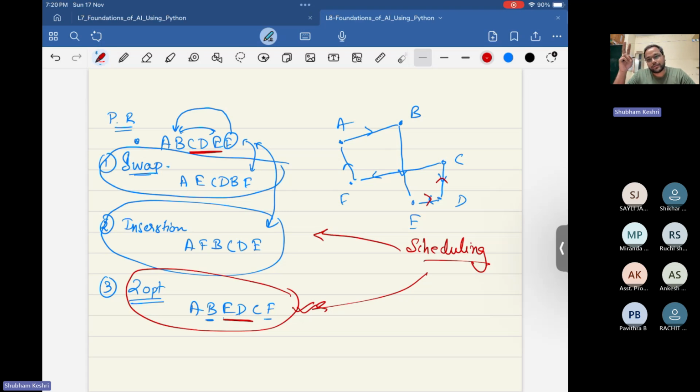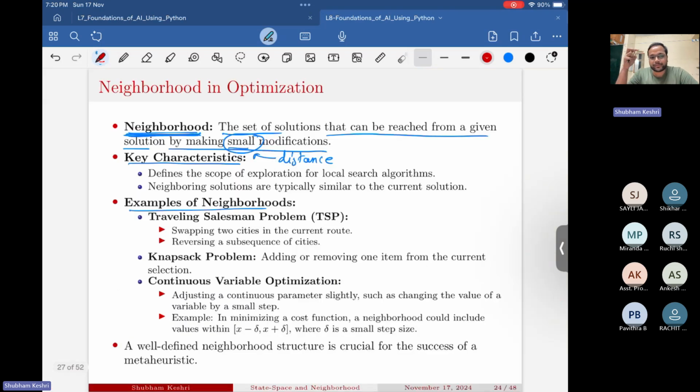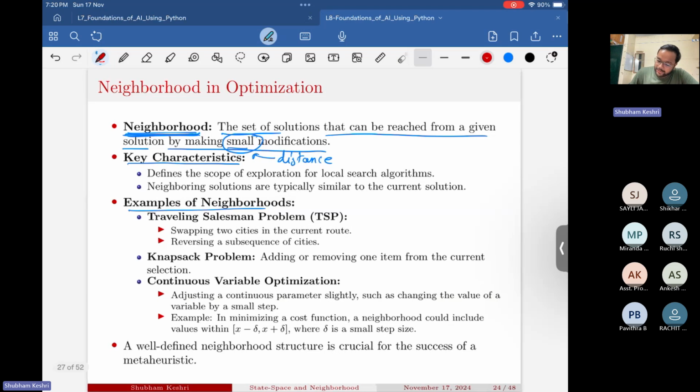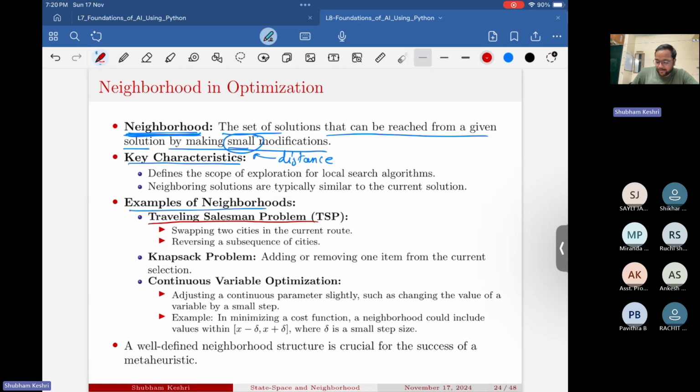Although both are using permutation representation, some neighborhoods can be better for a class of problems, and some neighborhoods can be worse for a class of other problems. So these are some technicalities. If you go into depth of these fields, you have to learn those concepts. So we talked about permutation neighborhoods.